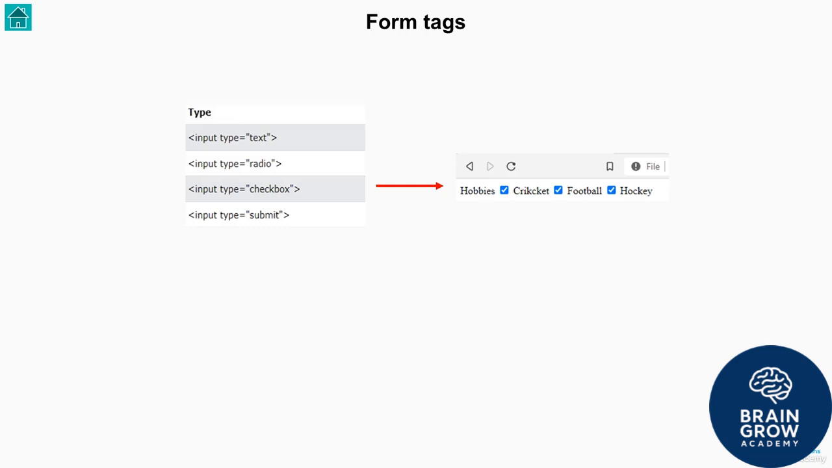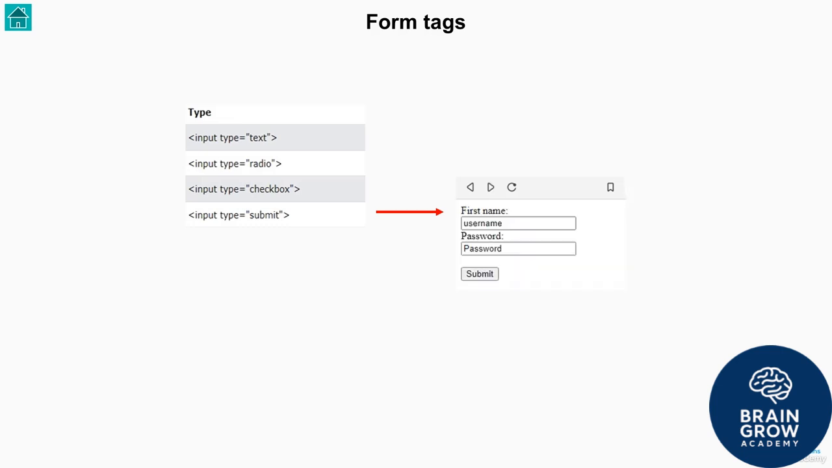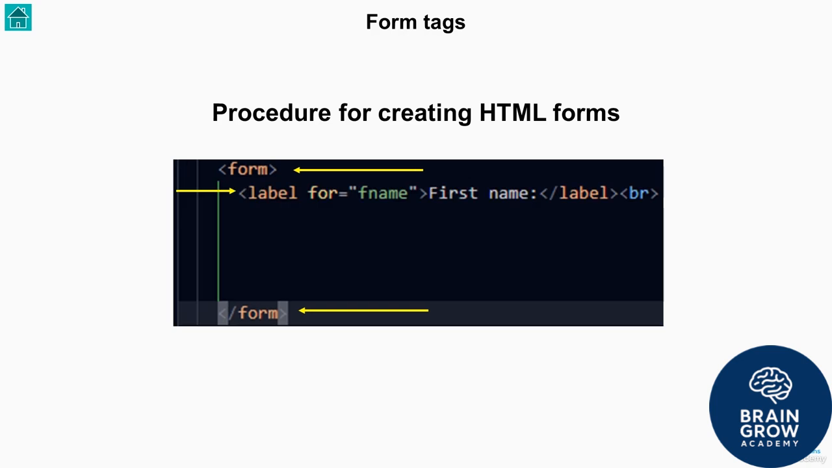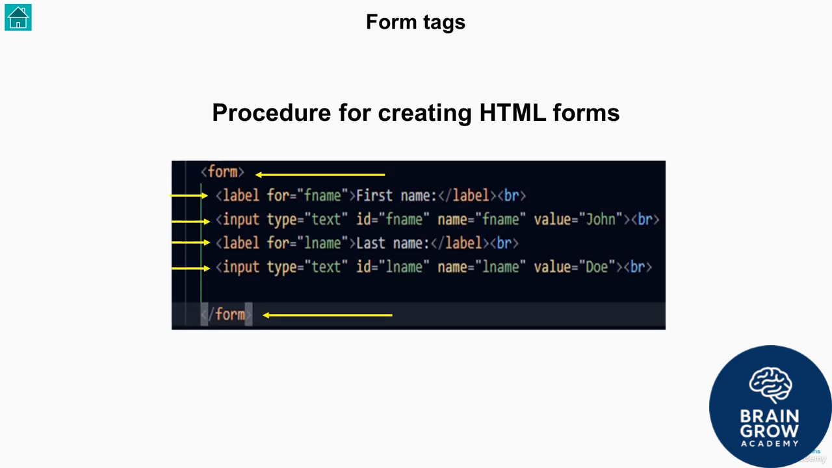Then we have the submit input tag, which is used to define a submit button and submit all form values to a form handler. So as you can see, the procedure for creating a form is relatively easy. We just have to use some form tags, label tags, and input tags. As you can see in this picture, we first use a form tag, then inside it we add a label tag, then we add an input tag.